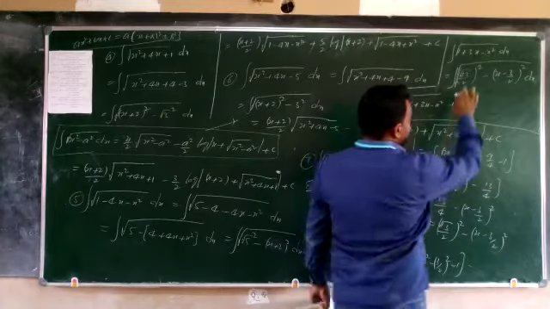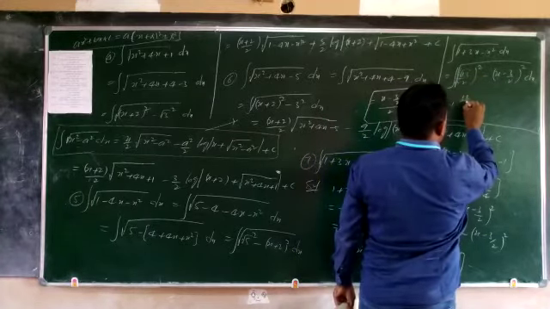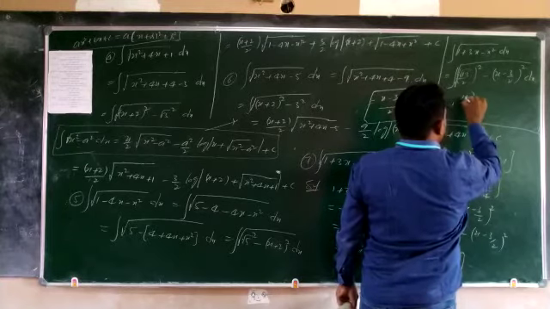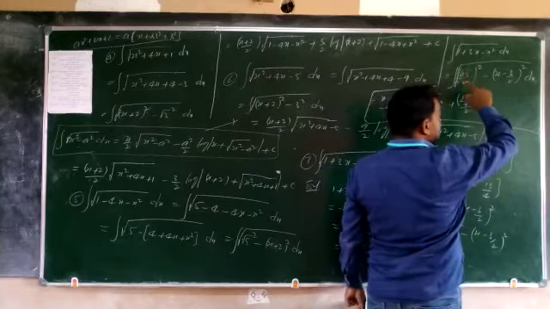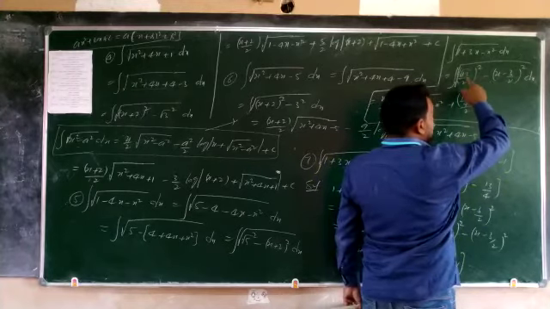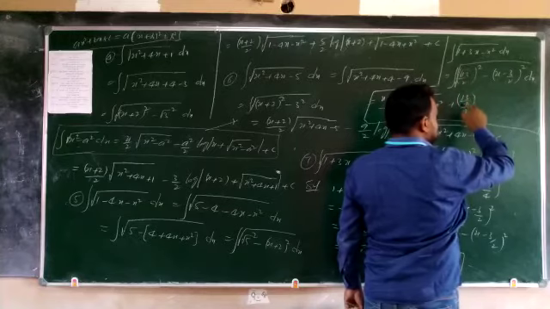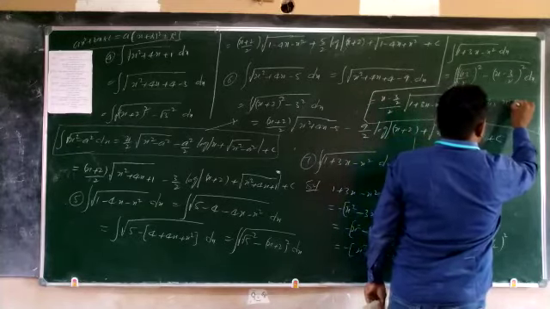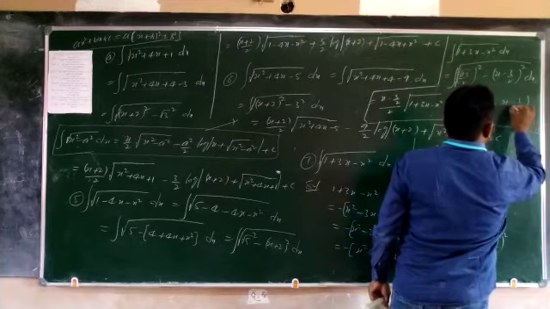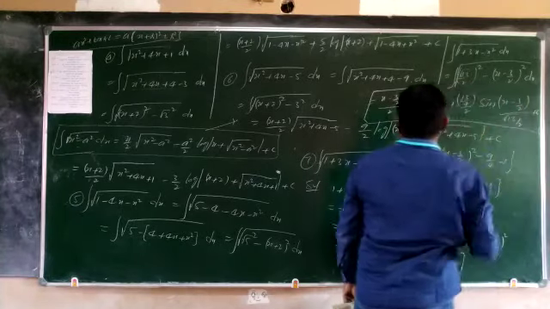A is equals to what here? Root 13 by 2. Whole square is equals to 13 by 4. How am I writing? A square value, root 13 by 2 whole square, root 13 square, so 13 only. 2 square 4. A square by 2 into sine inverse of x by a, x minus 3 by 2 by a, root 13 by 2, plus c.